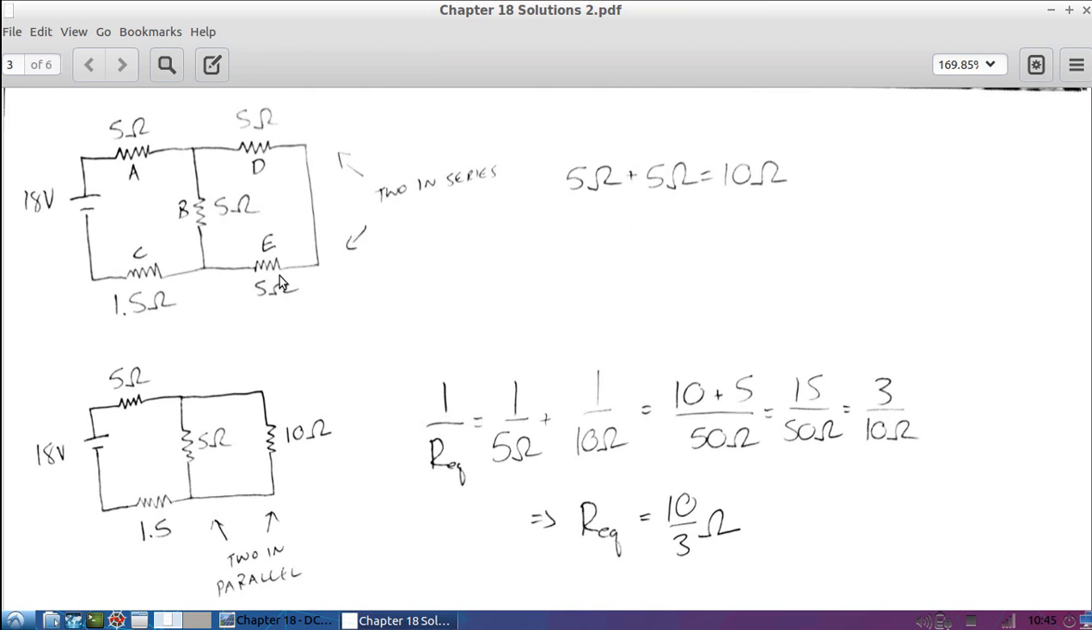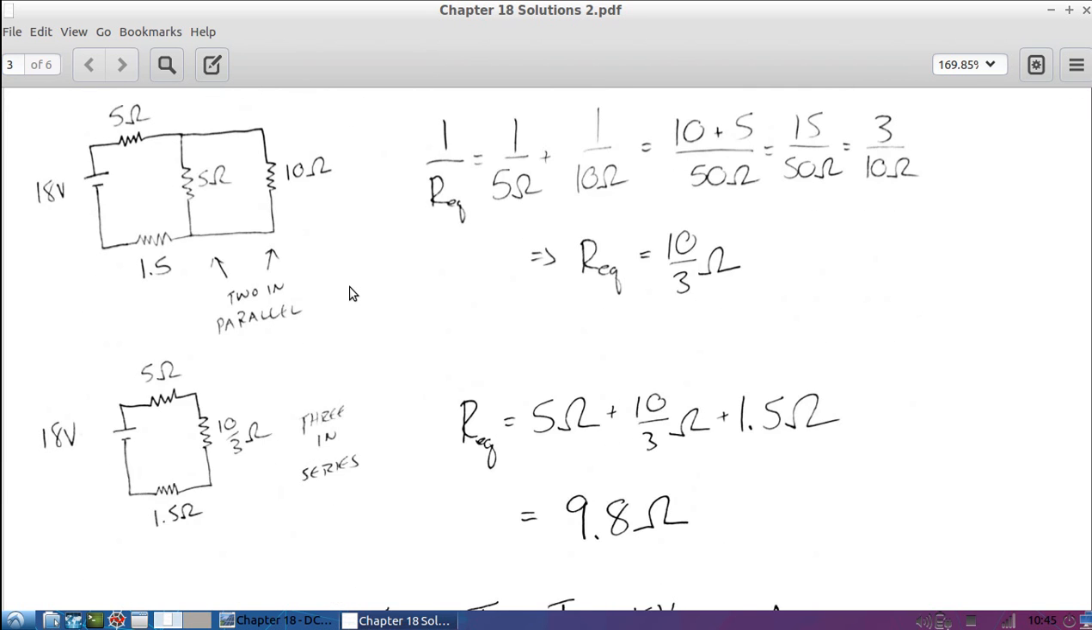So I've got these two in series, nice and easy. You just get to add them up. 5 plus 5 is 10 ohms. So I'm redrawing my circuit. Those two 5 ohm resistors add up to 10. Now that I redraw my circuit, I see that my new 10 ohm resistor is in parallel with this 5 ohm resistor. So this 10 and this 5 are in parallel.